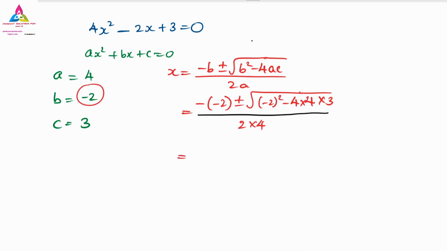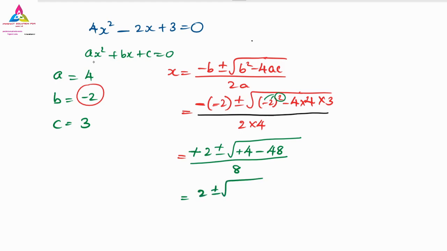So here is the continuation, minus into minus, what we have is positive. So positive 2 plus or minus root, this square is for both, so minus square is positive, 2 square is 4, minus 4 fours are 16, 16 threes are how much? Yes, very good, 48. That is minus, we have minus 48 whole divided by 4 into 2, that is 8. So next, x value is 2 plus or minus root, 4 minus 48 is negative, negative 44, whole divided by 8.